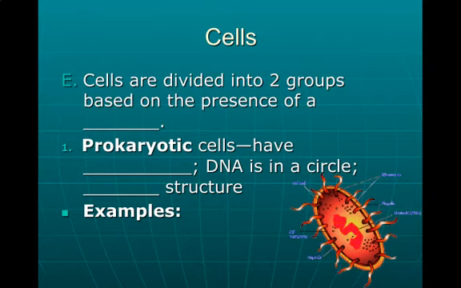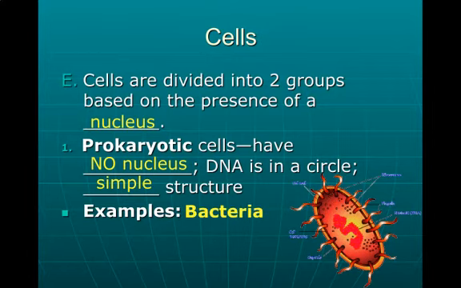Cells are divided into 2 groups based on the presence of a nucleus. A prokaryotic cell means that it has no nucleus. Remember, no. We talked about this in the first unit. The DNA is just in a circle, and it is a simple structure. So here's an example here of a bacteria.